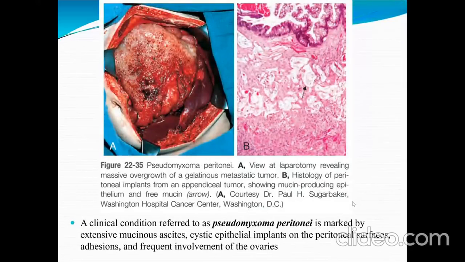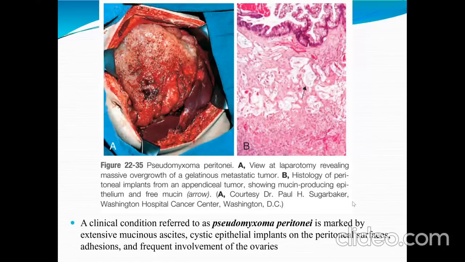Another thing that we need to discuss when we are discussing mucinous tumors is the phenomenon of pseudomyxoma peritonei. It is a clinical condition which is marked by extensive mucinous ascites, cystic epithelial implants on the peritoneal surfaces, adhesions, and frequent involvement of the ovaries.